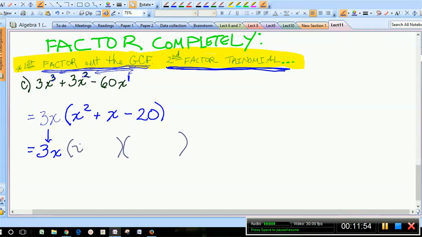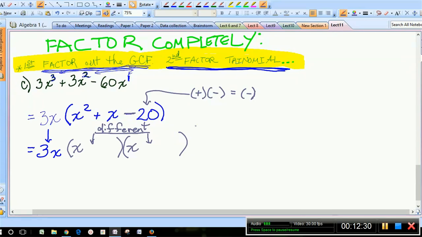Okay, so first we had x and x. Now, this should be simple enough. What are factors of 20 that give me positive 1? Now, we know that the signs in here must be different, right? We have plus and a negative somehow, because when I multiply to get a negative 20, I must have multiplied a positive times a negative to get a negative. So these signs must have been different.